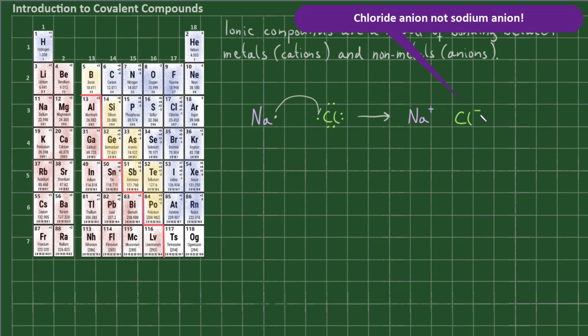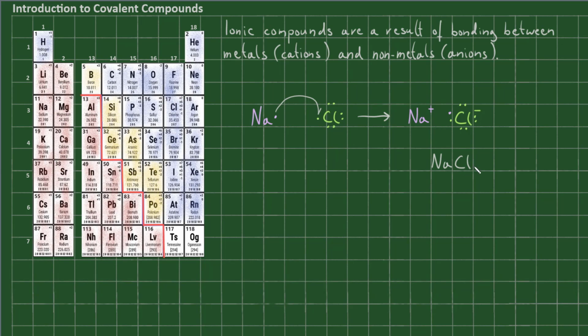Let me draw in the valence electrons as well. So the anion has 7 of its original valence electrons, but it has also gained the electron of sodium. The formula of this salt, sodium chloride, would be written as NaCl.